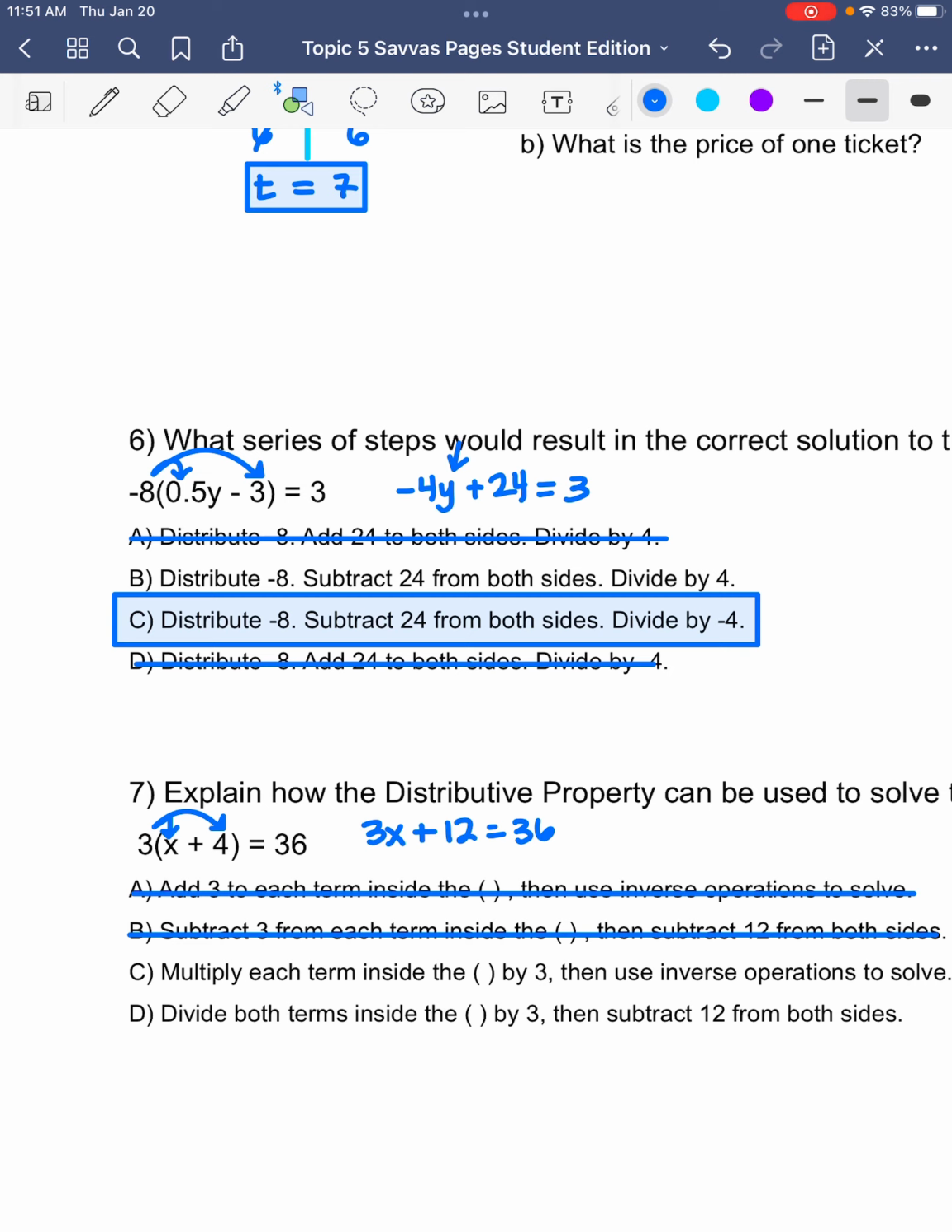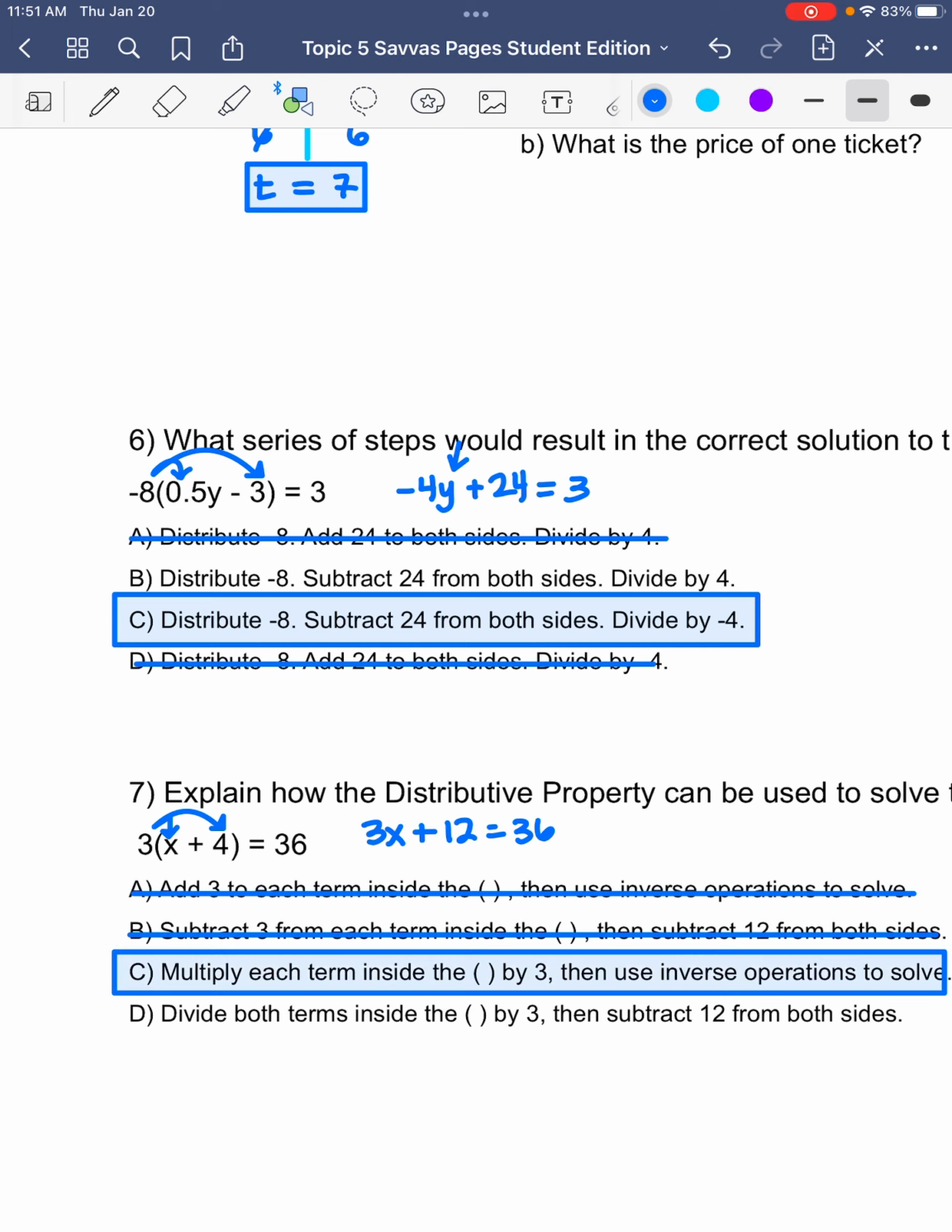C says multiply each term inside the parentheses by 3. Well, that's exactly what we did. 3 times x is 3x, and 3 times 4 is 12. So we did C. So I'm thinking C is probably going to be our answer. It says once you do that, then you use inverse operations to solve. That's always how we solve. So I feel really good about C being the correct answer.